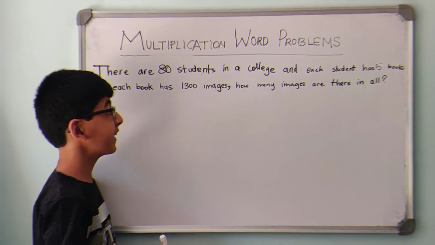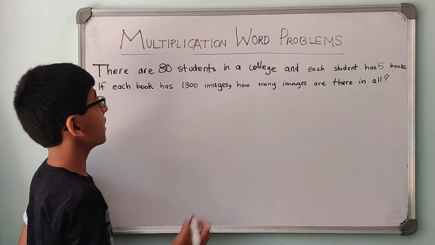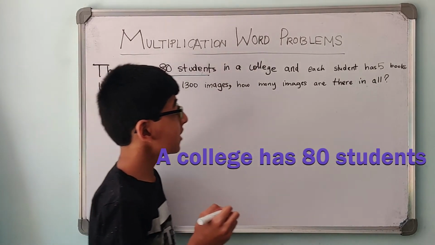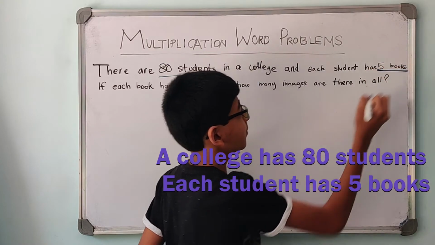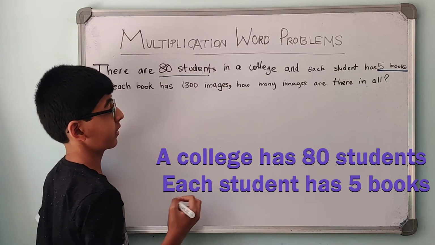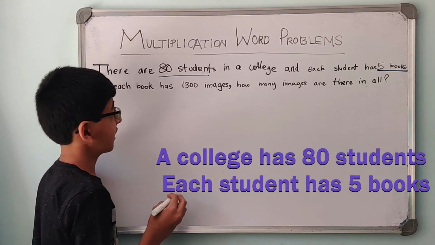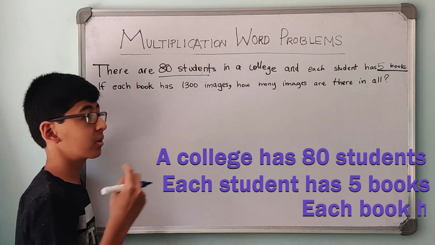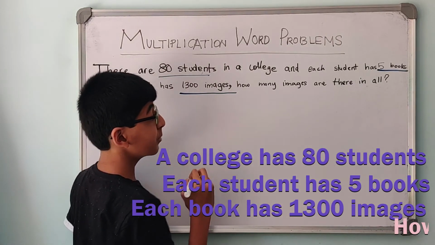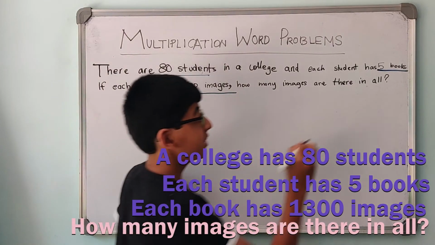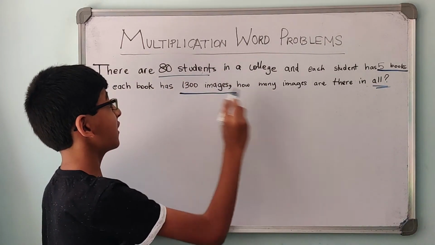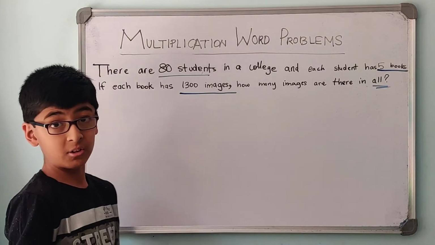Now let us solve our next word problem. There are 80 students in a college. Each student has 5 books. So in a college there are 80 students and each one of the students has 5 books. And in each book there are 1,300 images. So how many images are there in all the books? Like for every student, every book, all together.